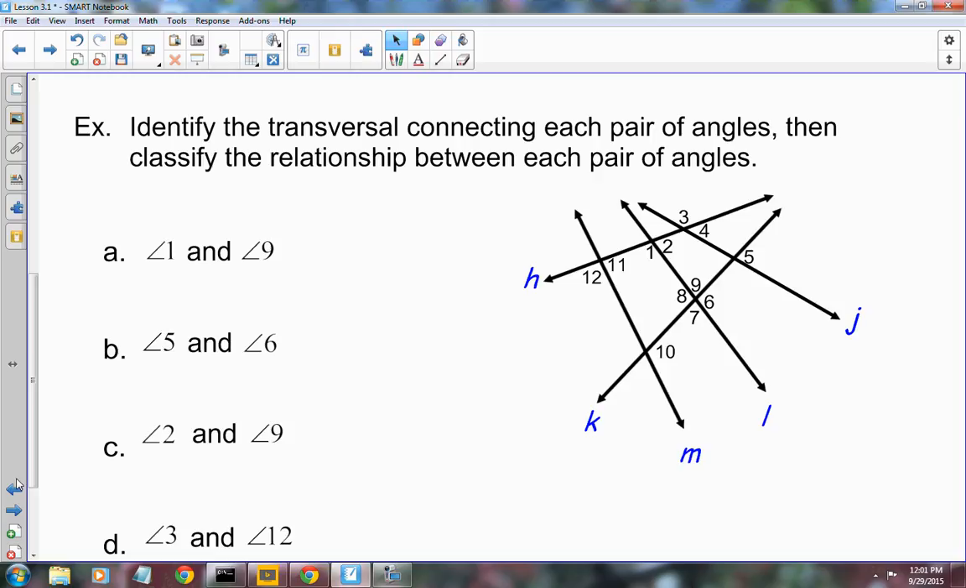So if I'm talking about angle 1 and angle 9, for angle 1, I need this line. For angle 1, I need this line here also. And then for 9, I need this line right here. So if I have those 3 lines, I can create angle 1 and angle 9. So what would my transversal be? Remember, the transversal intersects 2 other lines in 2 different points. L would be my transversal, and then what kind of angle pair would 1 and 9 be? Alternate interior. That is correct. Good. All right, let's look at the next one.